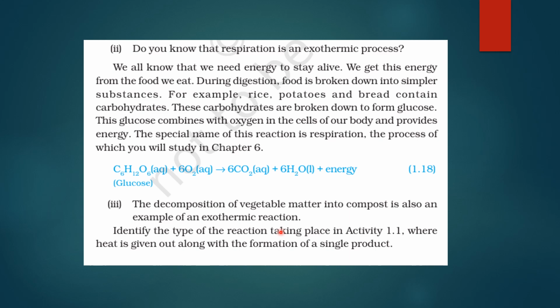Now, try to identify the type of reaction taking place in activity 1.1 which we discussed. There heat is being given out. As heat is being given out, it is an exothermic reaction, and it is forming a single product. So it is basically again an example of a combination reaction.